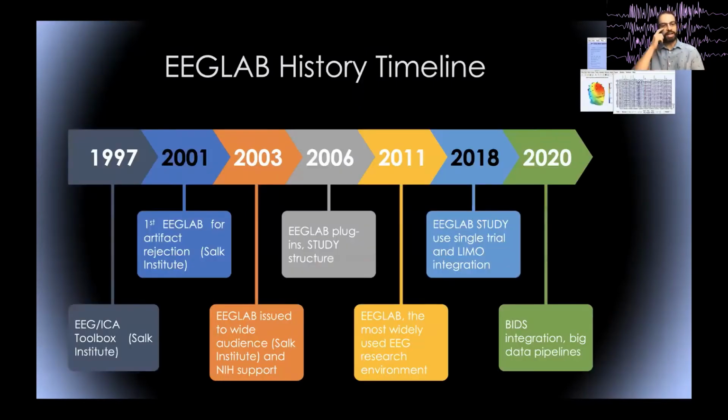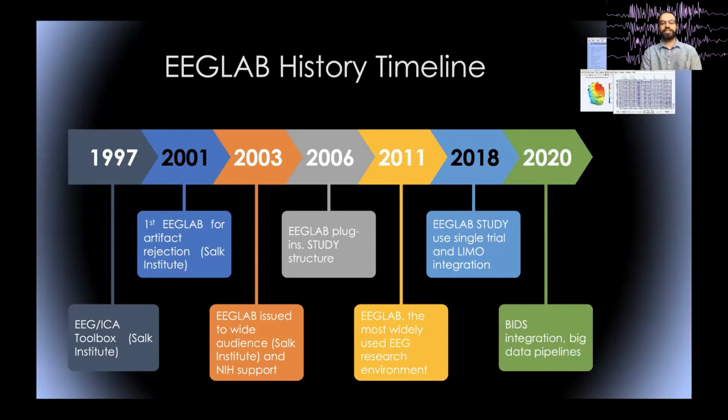This is the outline of EEGLAB. It's been around for about 23 years. First, it started as the EEG ICA Toolbox at the Salk Institute. Then we had the first version of EEGLAB, which was just doing artifact rejection. It was also at the Salk Institute, where both Scott McKaig and I were working at the time. In 2003, we issued a release to a wider audience. We had a massive mailing list, and we started getting NIH support shortly after that.